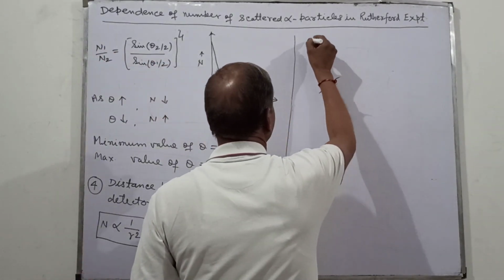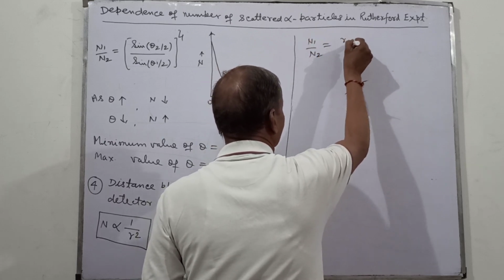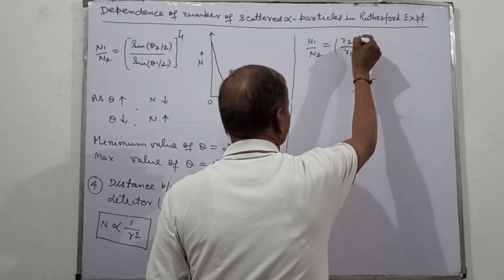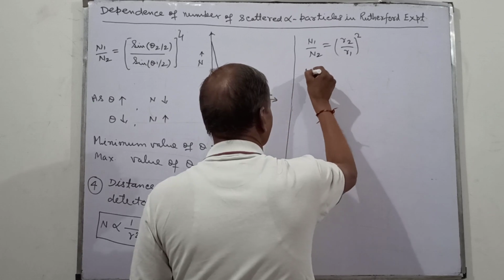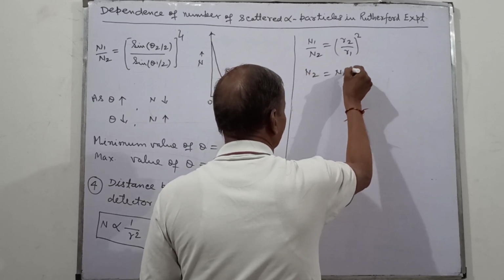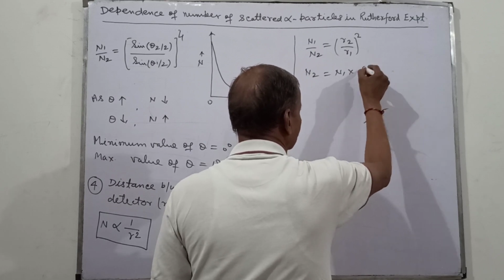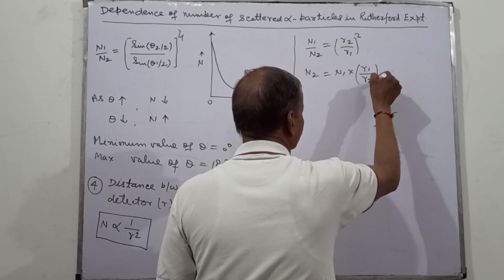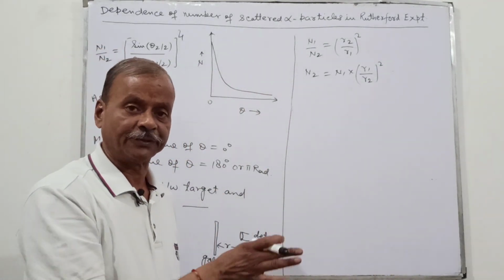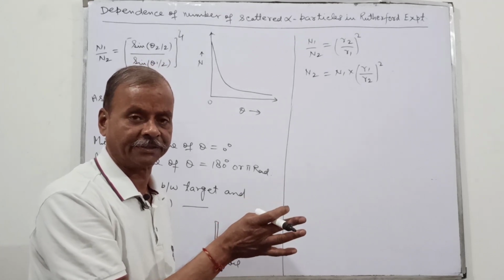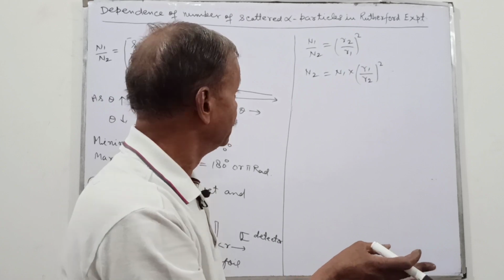So this n1 upon n2 is equal to r2 upon r1 whole square, or n2 equal to n1 into r1 upon r2 whole square. So by this formula we can find that if suppose distance is increased, then what will be the effect on the number of detected scattered alpha particle by the detector.